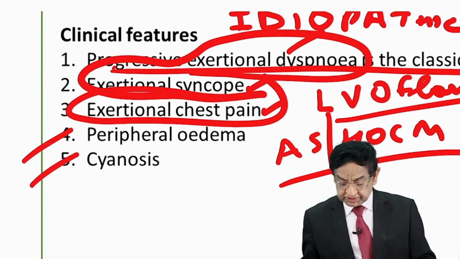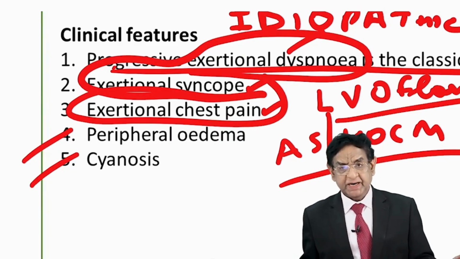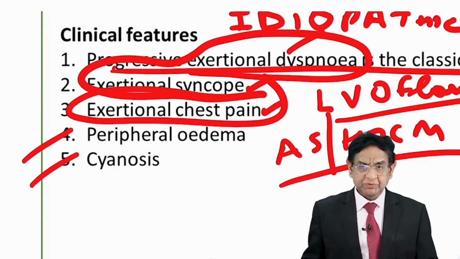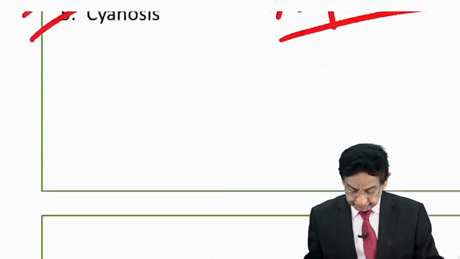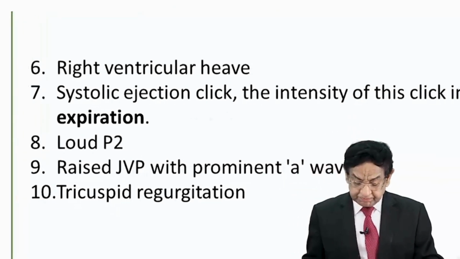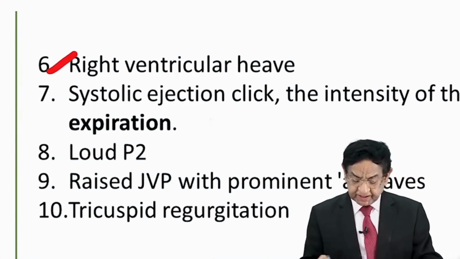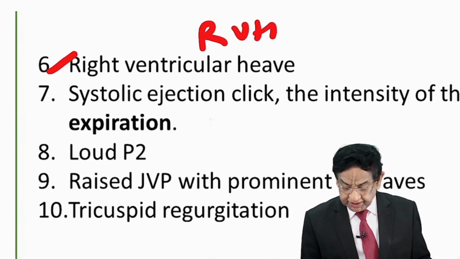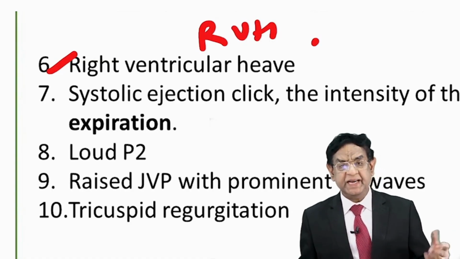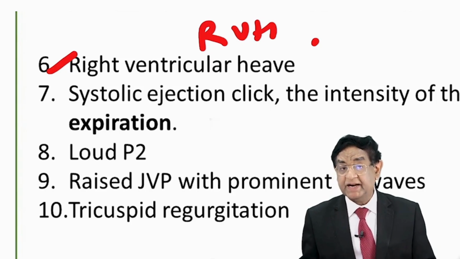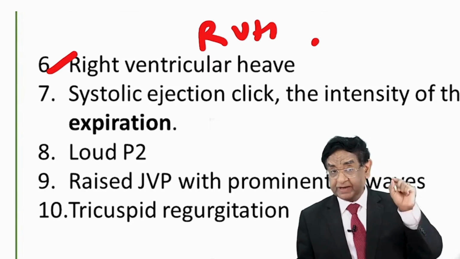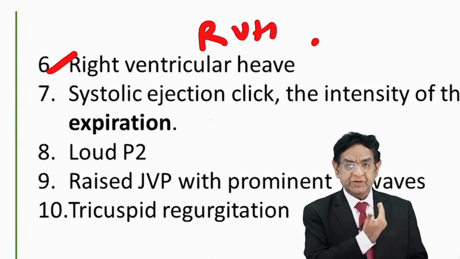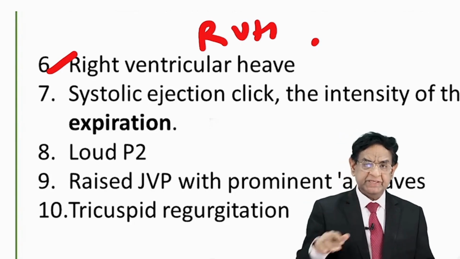Peripheral edema and cyanosis occur. Peripheral edema is due to back pressure, and cyanosis because not enough blood is going into the lungs. In this, definitely a right ventricular heave will be there. Why? Because right ventricular hypertrophy is there. This right ventricular heave occurs at the left parasternal area. We keep the hand in the left parasternal area and you can see the movement of the hand up and down with each heartbeat.